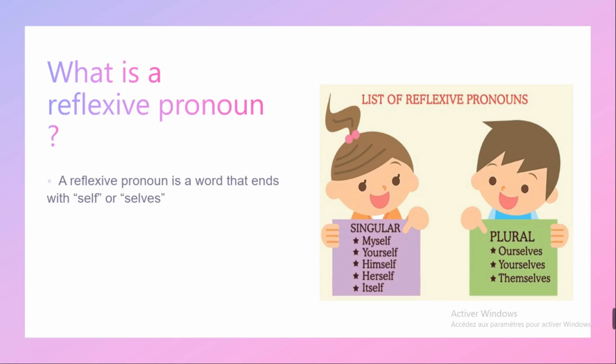So what is a reflexive pronoun? A reflexive pronoun is a word that reflects the subject and ends with self or selves. Here is the list of reflexive pronouns. For singular, it ends with self, like myself, yourself, himself, herself, and itself. For the plural, ourselves, yourselves, themselves. So here it ends with self, and here selves.